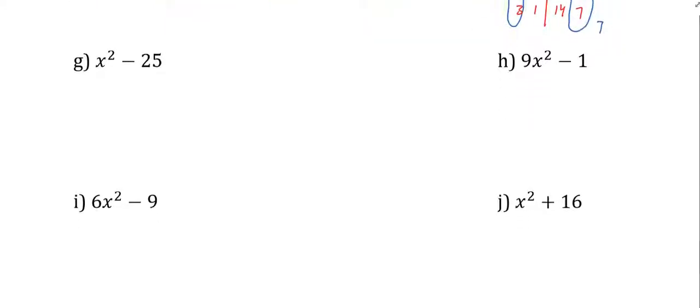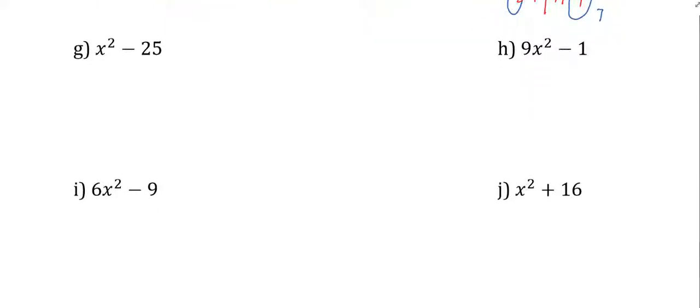9 is a perfect square. X squared is a perfect square. 1 is a perfect square. Minus sign. 9 is a perfect square. X squared is a perfect square. Minus sign. 6 is not a perfect square. So I is not a difference of squares. Perfect square, but not a difference. That one's being added. Not a difference of squares.